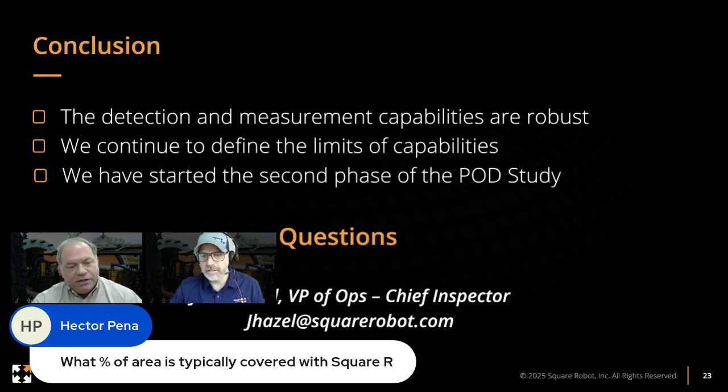Okay, so what is the percent of area typically covered with the robots? So this is going to be variable, and it depends on the configuration of the tank. How many columns are there? Are there mixers? Is there internal piping? From a standpoint of what we could inspect in a wide open tank, we'd be able to get 95% of the tank bottom.